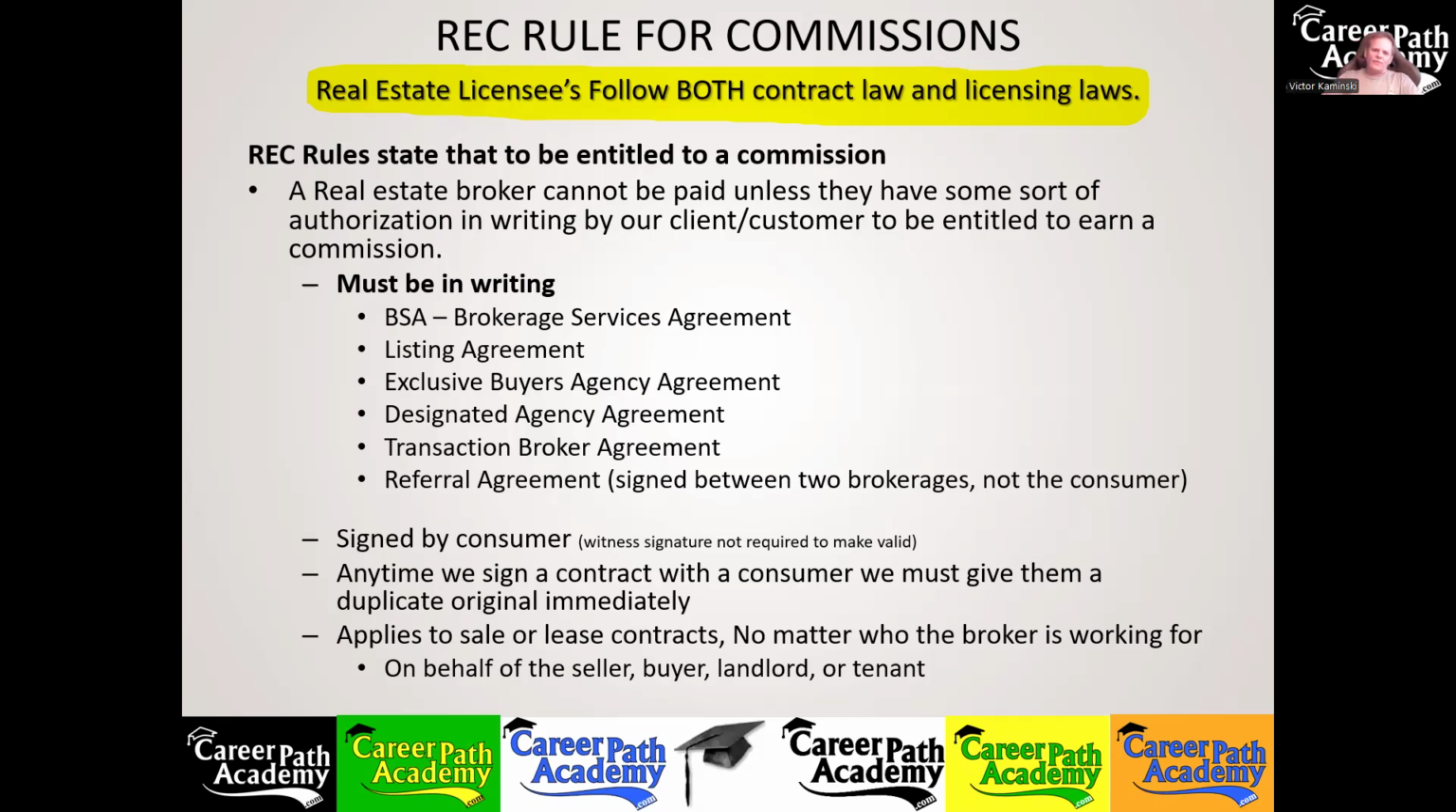Now, even though referral agreements are signed by the two brokerages, not the consumer, it has to be signed by the consumer. And anytime we sign a contract with a consumer, we must give them a duplicate original immediately. This applies to sale or lease contracts, no matter who the broker is working for: on behalf of the seller, the buyer, the landlord, or the tenant. So to be entitled to that commission, they have to hire you, number one.